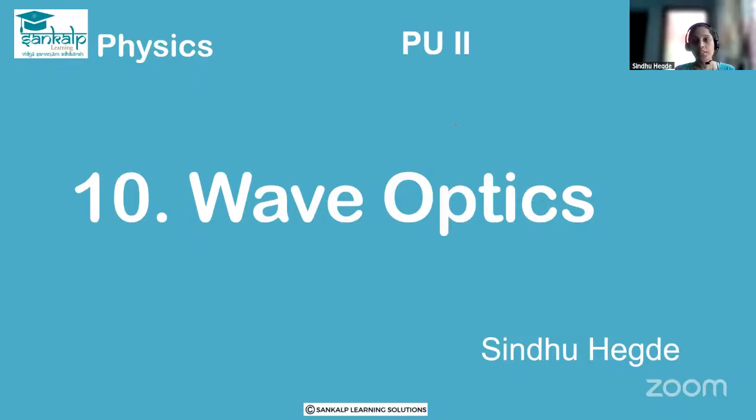Now we are going to discuss the second PU Physics LBA KCET question answers related to chapter number 10, Wave Optics. We will see the question answers one by one.